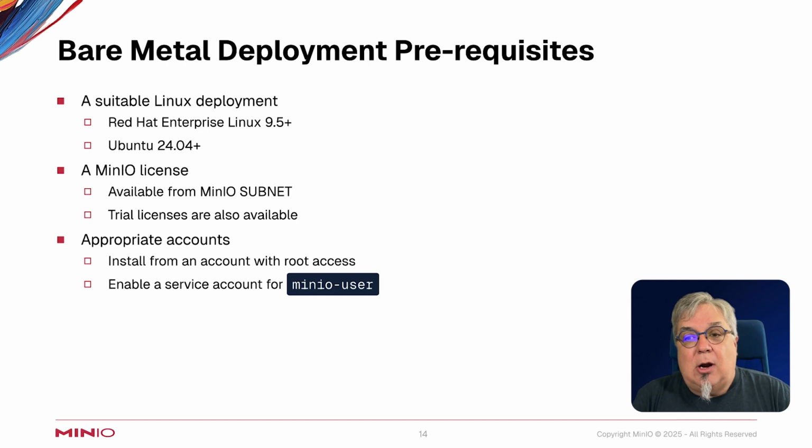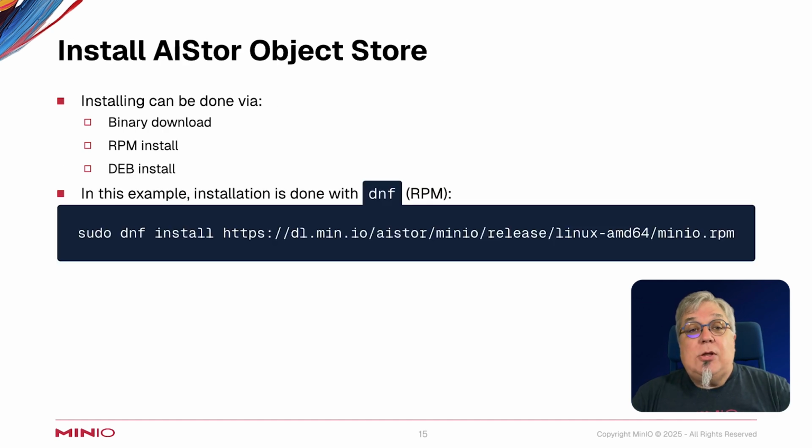You also need to have some appropriate accounts. When you're installing on bare metal Linux, you need to have an account with root access because we're going to be doing a package install. And we're also going to need to enable a service account called minio-user that the actual MinIO service is going to be using to run.